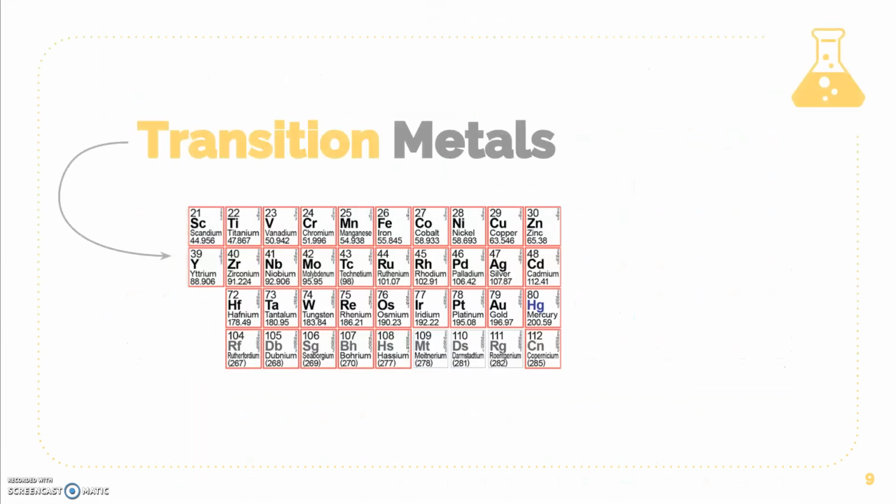The transition metals are located in groups 3 through 12. In general, transition metals have a high density, high melting points, high boiling points, and they conduct electricity. They are less reactive than group 1 and group 2 elements.